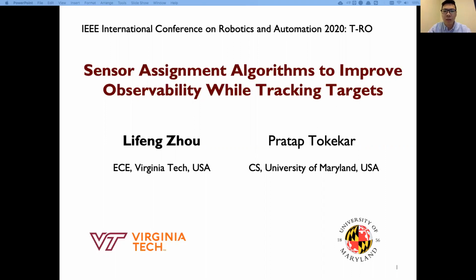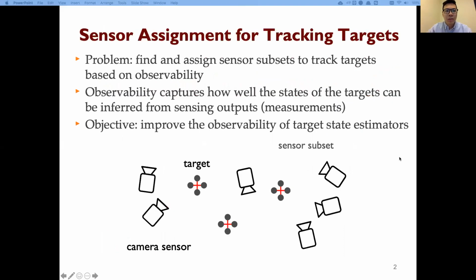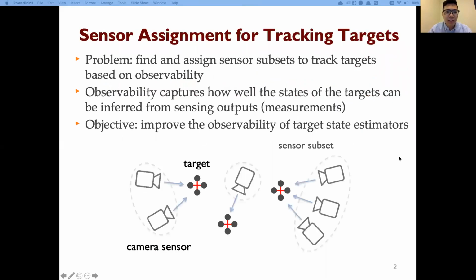Today, I'm going to talk about our TL paper on how to design sensor assignment algorithms to improve observability of underlying estimators when tracking multiple targets. We consider the problem of finding and assigning sensor subsets to track targets based on the observability performance. The observability captures how well the internal states of the targets can be inferred from the sensor's measurement. I will talk about the observability in detail later. Our objective is to improve the observability of target state estimators, such as Kalman filter or extended Kalman filter.